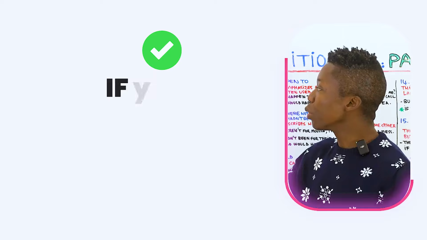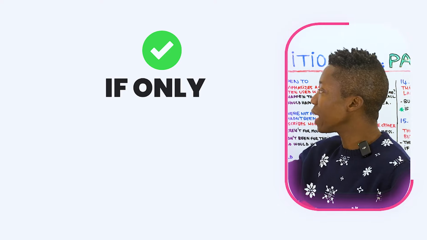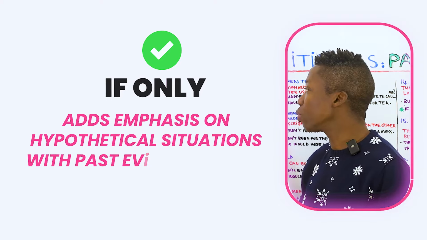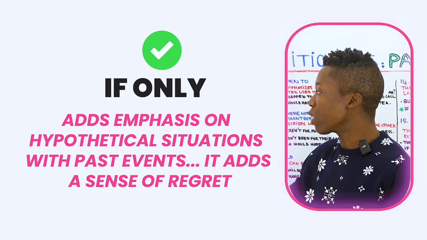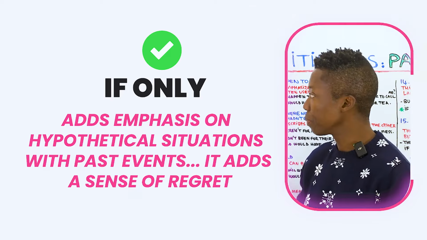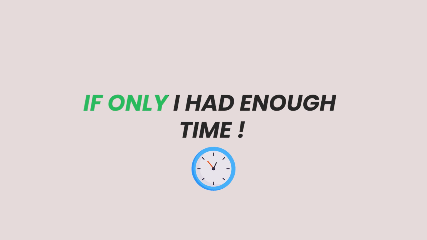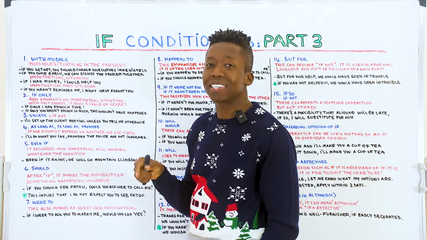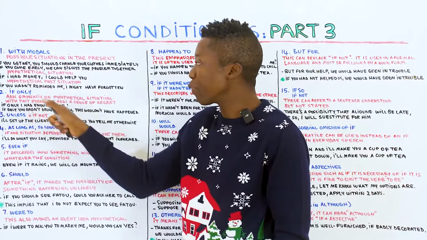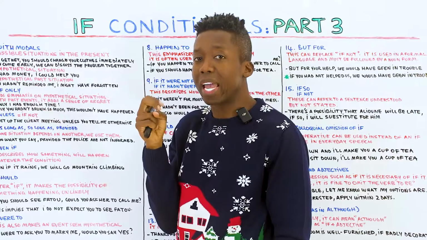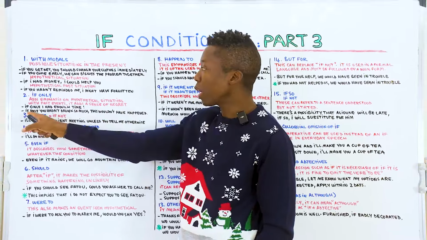Number 2, we use if conditionals for "if only." In the expression "if only" we add emphasis on hypothetical situations with past events. When you use "if only," it adds a sense of regret sometimes. For instance, if only I had enough time. And sometimes you do not need to complete the sentence, meaning that you only need one clause, the main clause introduced by if. The other clause is implied, or implicit. You do not need to write it out. Okay, makes sense?